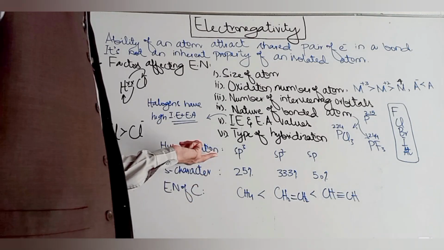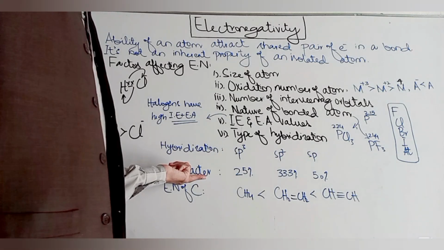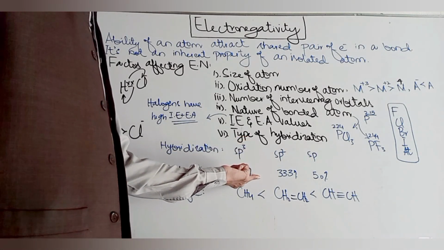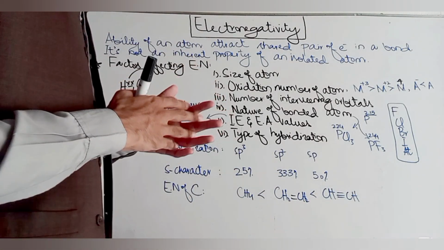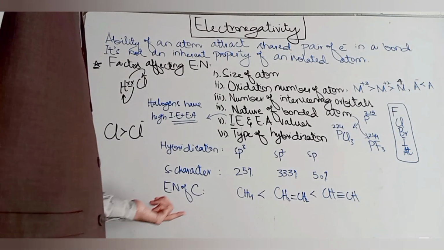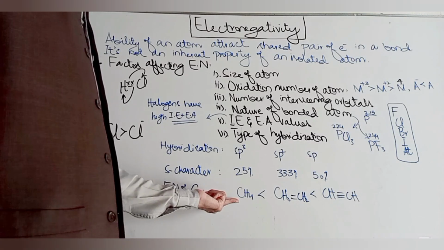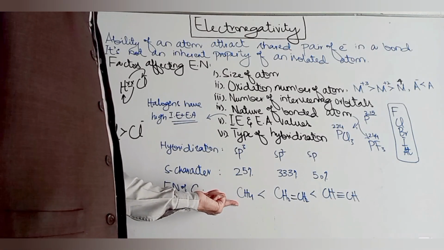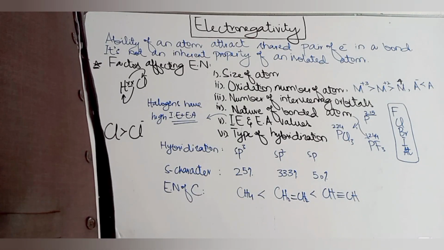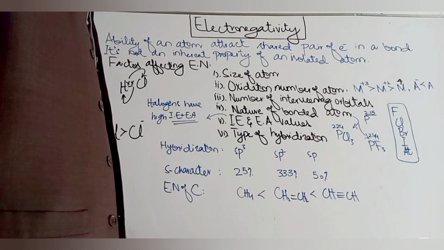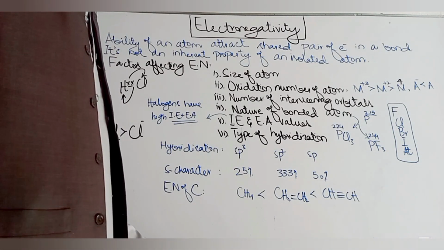If we talk about the different types of hybrid orbitals, sp3, sp2, sp, the s character is not the same in all of them. In sp3, it's 25%. In sp2, it's 33.3%, and in sp, it's 50%. So the electronegativity of carbon in these 3 molecules is not the same. In CH4, the central atom is sp3 hybridized. In CH2=CH2, the carbon atoms are sp2 hybridized, and in CH≡CH, the carbon atoms are sp hybridized.